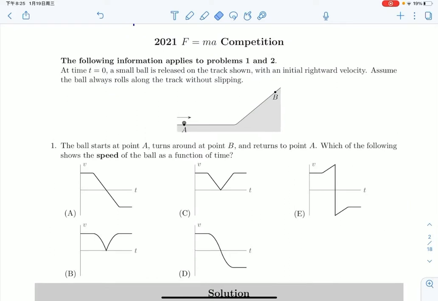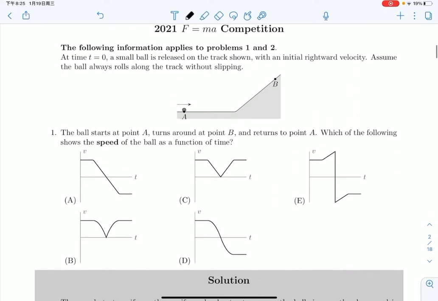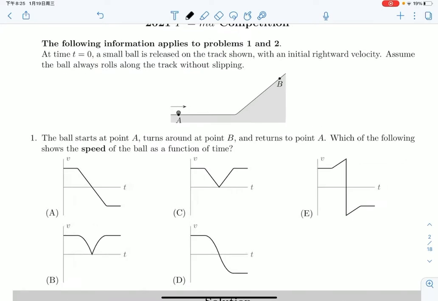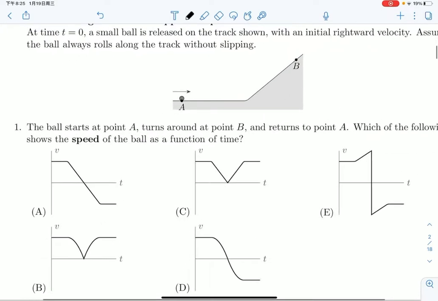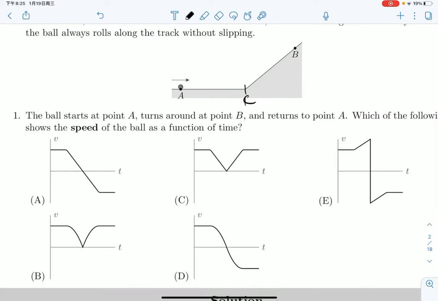First we're going to take a look at question 1, which is to find the speed over time graph. The first thing we need to notice is that the energy is conserved all the way. So when you go from point A to point B or point C, you can see the speed is always constant, so it is a straight line.